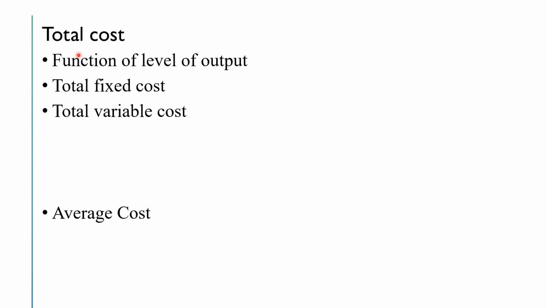The total cost of an organization or a manufacturing company depends on various factors. It depends on the scale of production, the size of the plant, the number of units it produces, the technology, and so on. But in our discussion, we consider the total cost as a function of the level of output. Level of output is nothing but the number of units which the company produces. Let us denote it as x.